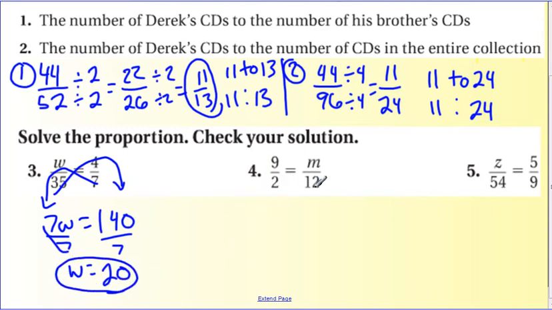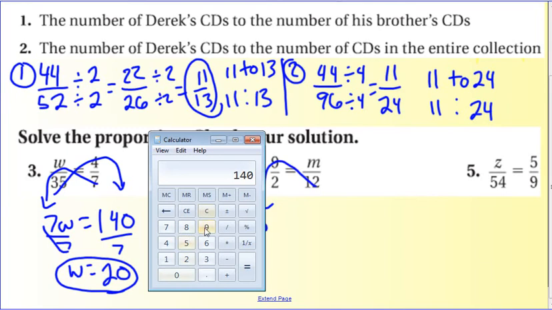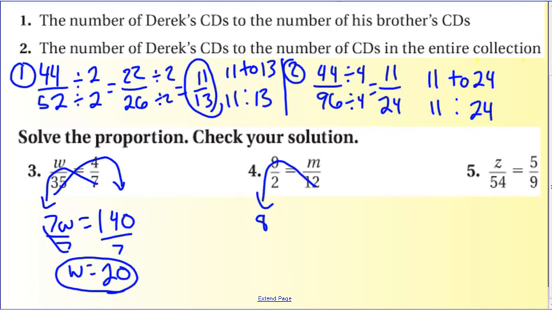9 times 12 is 84? No, that doesn't look right. 9 times 12. 108, I bet. There it is. See, my brain's faster than the calculator. 108, 2 times m is 2m. Divide by 2, divide by 2, cancel out. M equals 54.